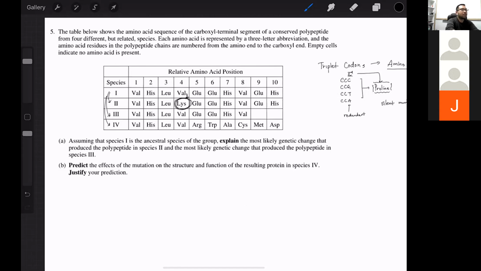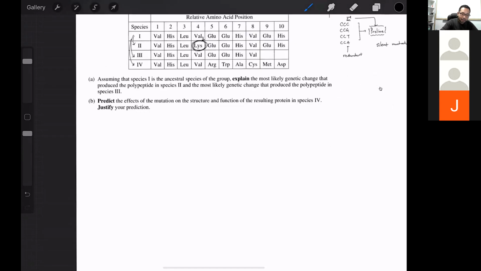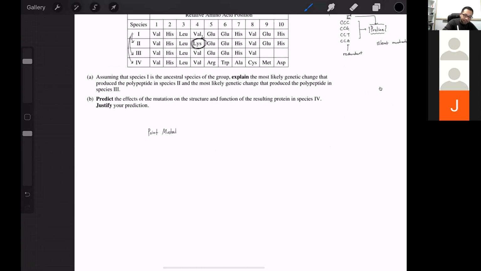So what I'm going to do here is give you guys a little bit of a breakdown of what types of mutations exist and what we need to be aware of. So let's take a look. What we're looking at are point mutations. Now, that's actually not clear from this particular question, but I just want to talk about point mutations.